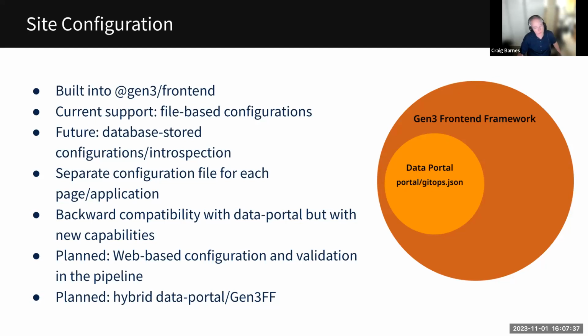We plan to be backwards compatible with Data Portal. So Data Portal GitOps.json will support, we'll try to support every single configuration in there. It definitely will silently ignore things that you can't support, but eventually we'll be able to support those. But then the idea is we'll extend that and we'll add new capabilities to those configurations, and so we'll be able to expand upon what we can do with the Gen3 Frontend Framework while still being compatible with what we've done in the past.